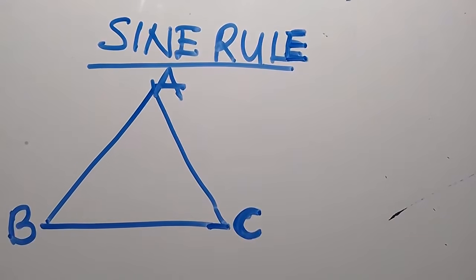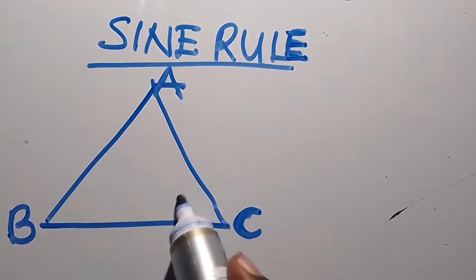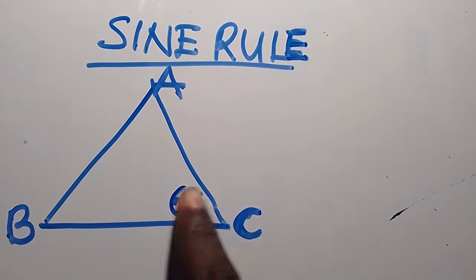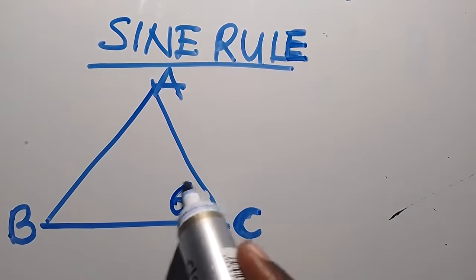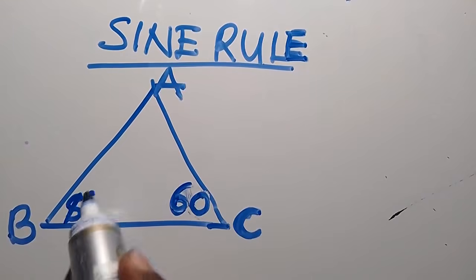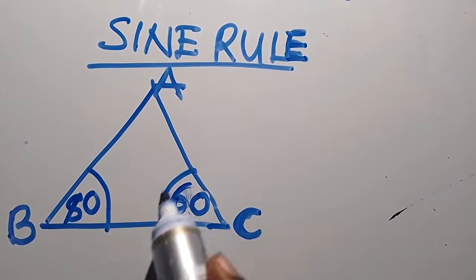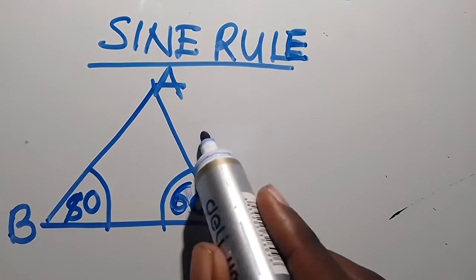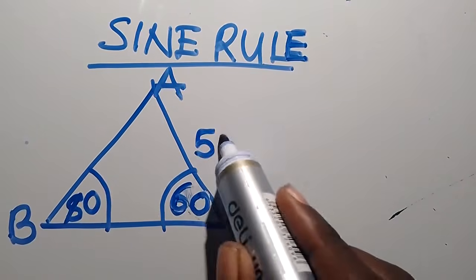angles. You are given two angles. Let's say you are given an angle here. This is 60. Let me say you are given 60 degrees there. Then you are given 80 there, like this. This is what you are given. Then there is a side here. They put a side here that is 5 meters.